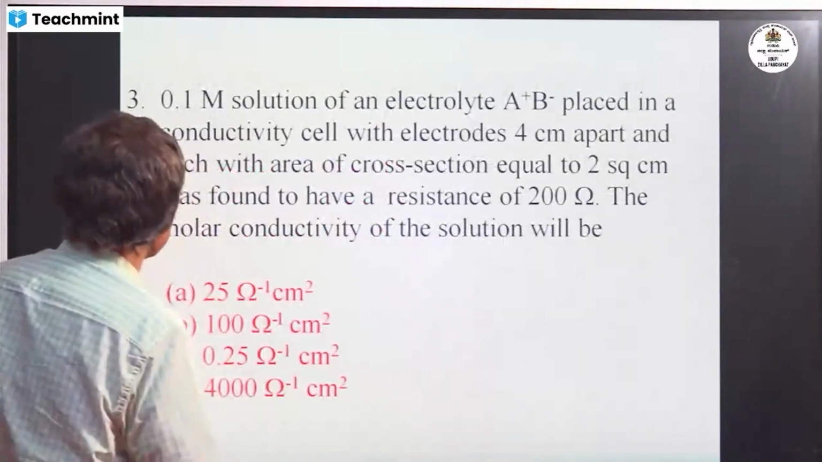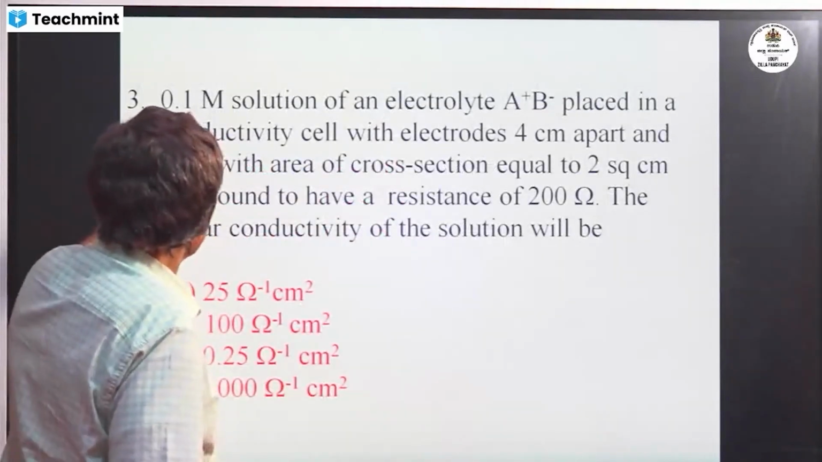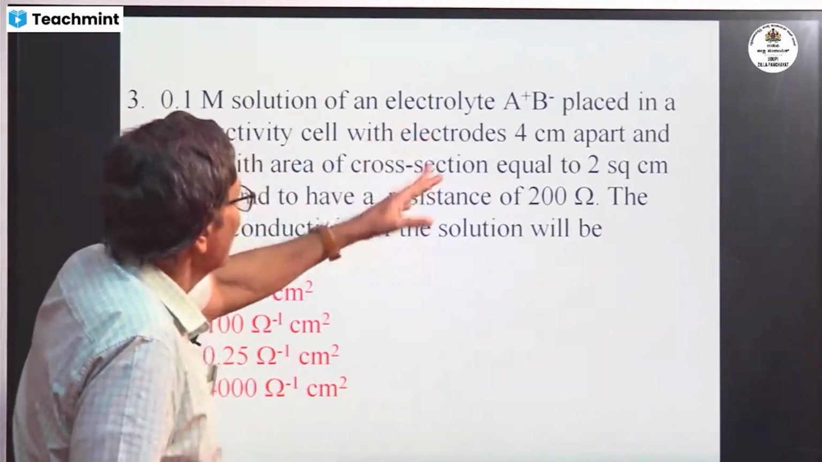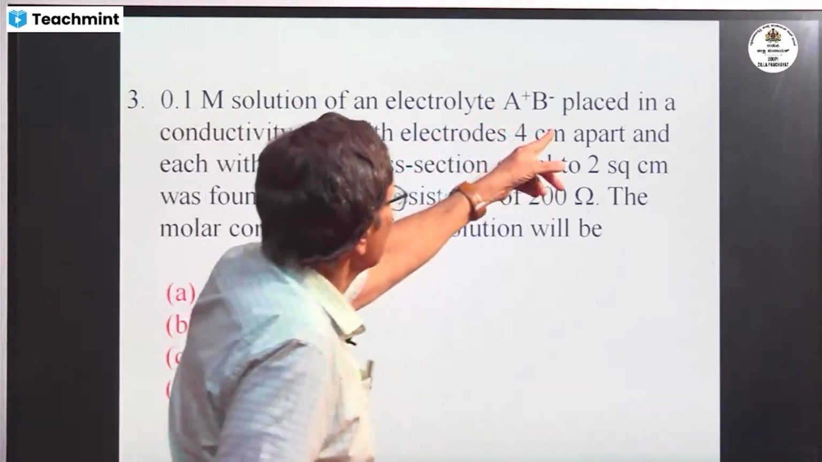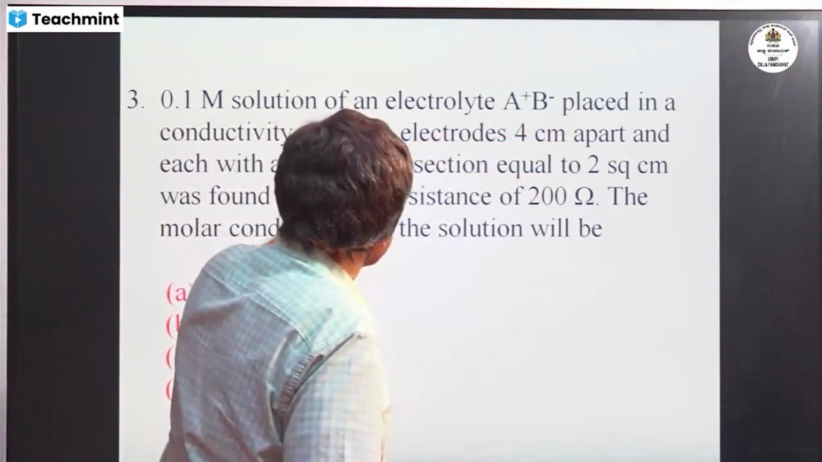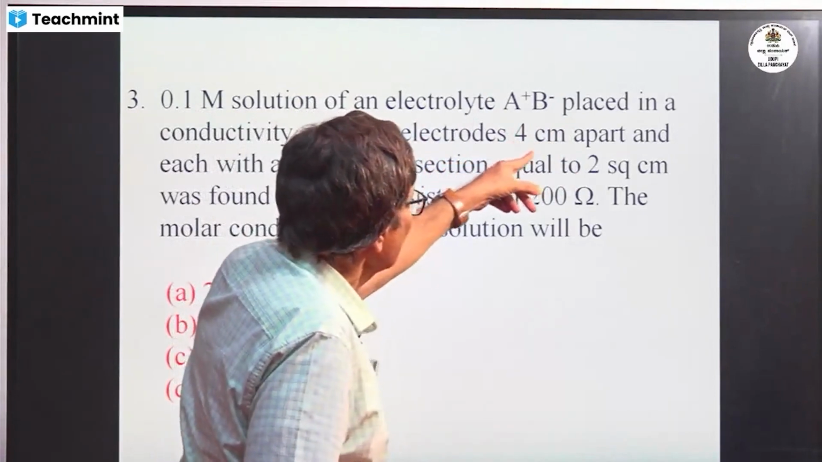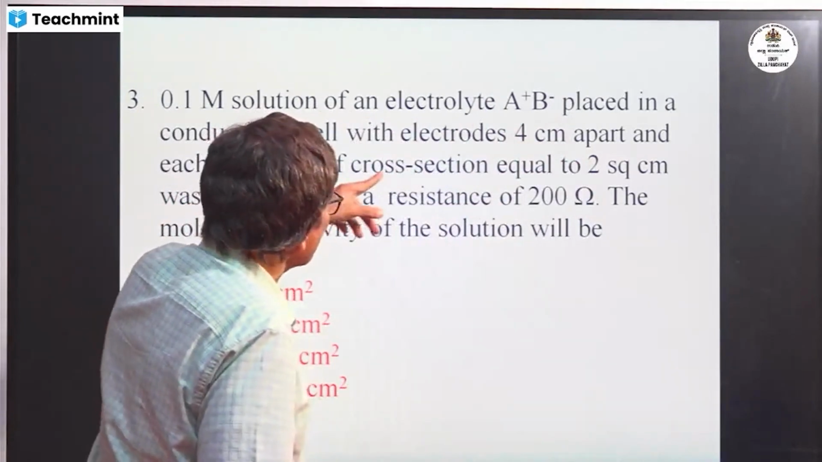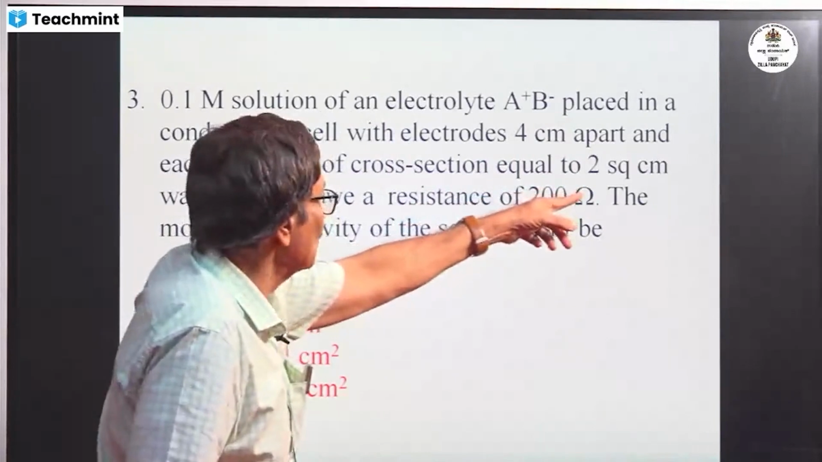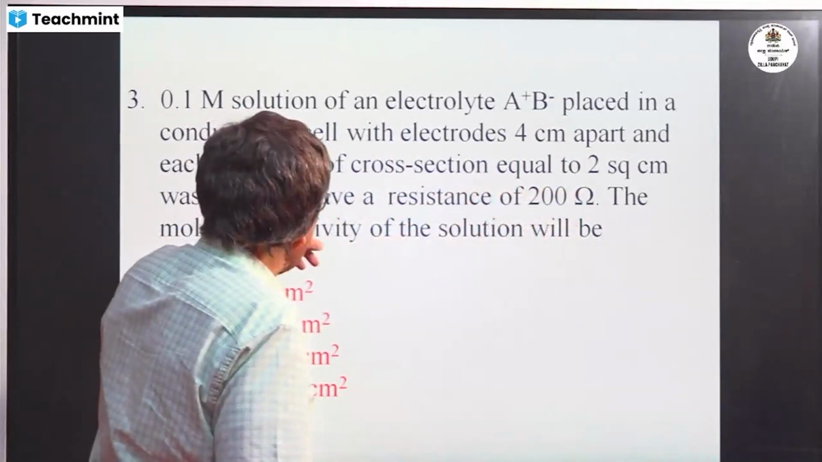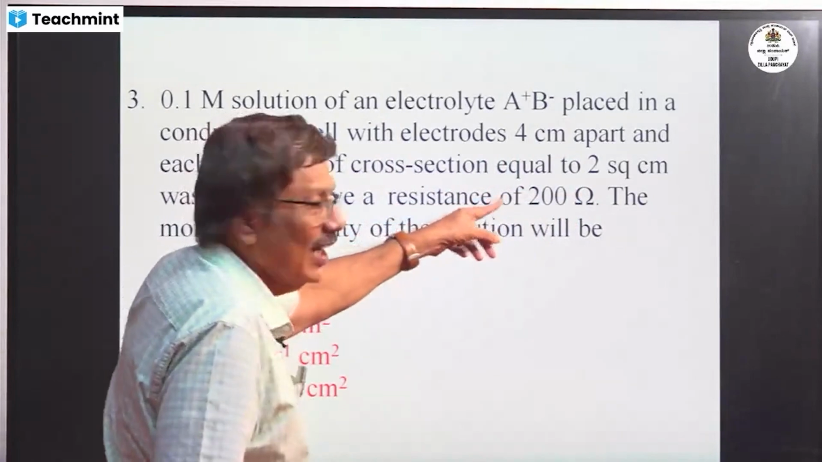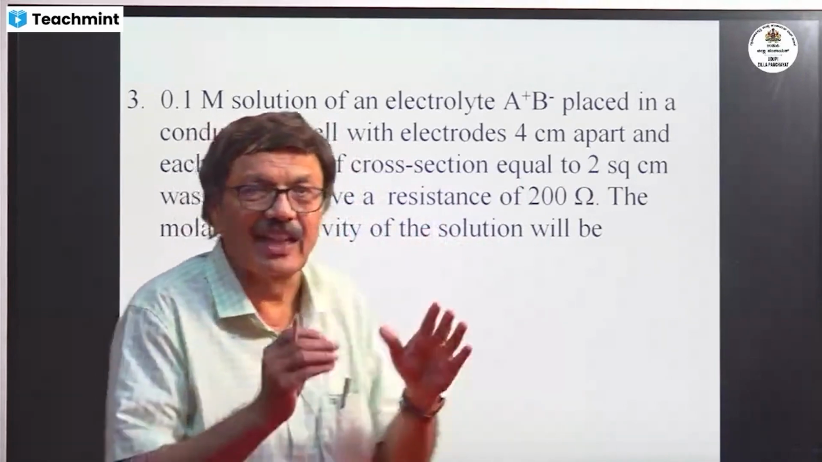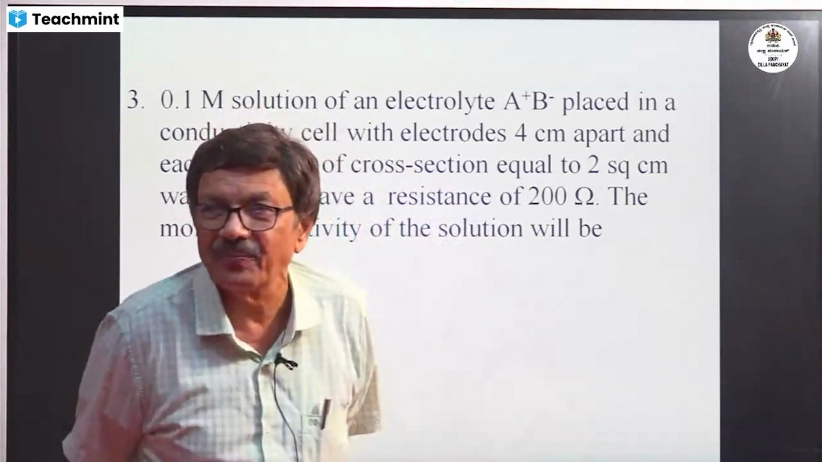We'll move on to the next question. Yes, see here. A 0.1 molar solution of an electrolyte AB placed in a conductivity cell with electrodes 4 centimeter apart and each with area of cross section equal to 2 square centimeter was found to have a resistance of 200 ohms. The molar conductivity of the solution will be, say, it involves some numericals you have to work out.